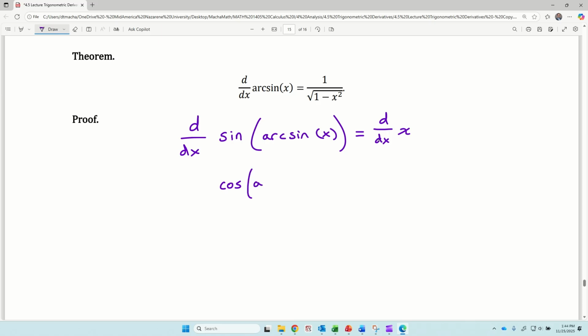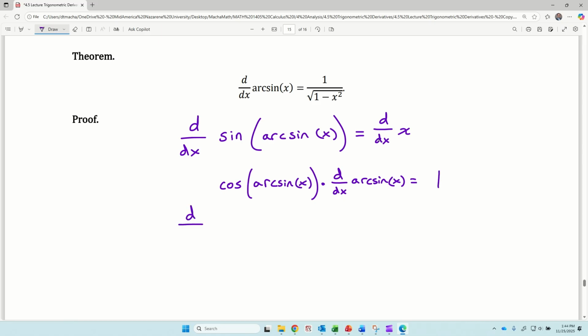And I leave the inside function alone for right now, which is arcsine of x. And then I multiply times the derivative of the inside function, which we don't know yet. This is going to be the derivative of arcsine of x. And on the right side, the derivative of x with respect to x is 1.